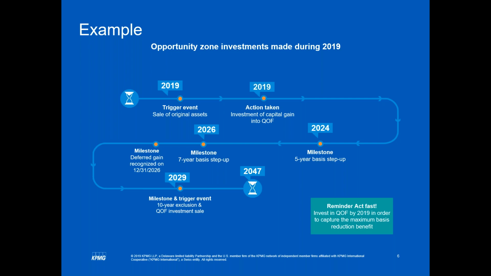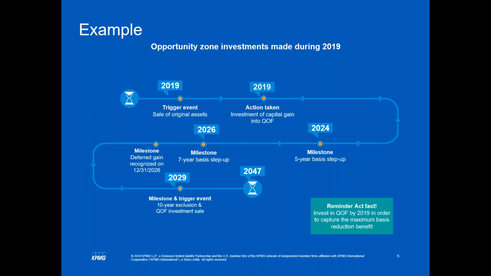Dimitri, why don't you get into the timeline? Yeah, sure. For purposes of the timeline, I'm going to assume that there's a capital gain triggered by a partnership in 2019, and the partnership itself is going to elect to be invested in a QF. That partnership, after the recognition date of that capital gain, has 180 days to fund the QF. Assuming that funding happens in 2019, your first milestone date is 2024. That's the 5th year anniversary of the investment in the QF. At that point, that partnership would get a 10% basis step up in its QF interest.